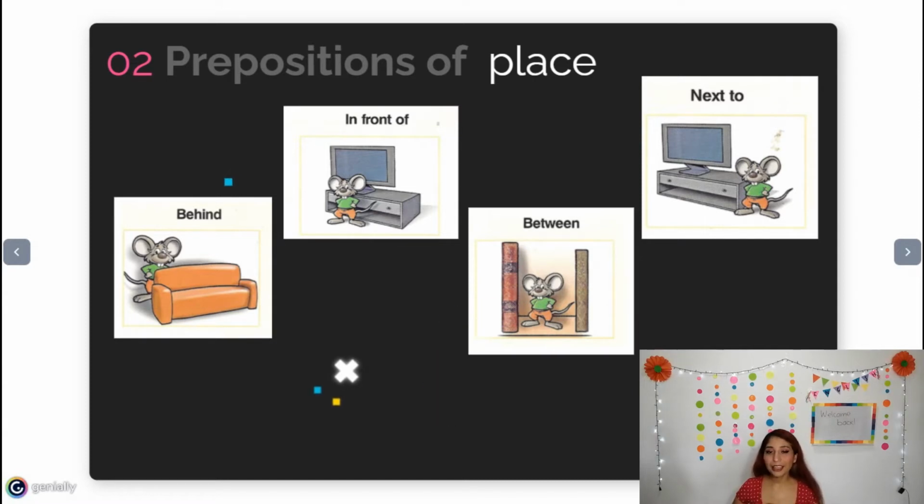We have between and we have some books. The mouse is between two books, en medio, okay? We have one book, the other book, and the mouse is between, en medio. And the last one is next to. It can be to the right, it can be to the left, but it's next to. The mouse is next to the TV, okay? Pay attention to this. It's super important. We are going to keep practicing this vocabulary so you can remember it.